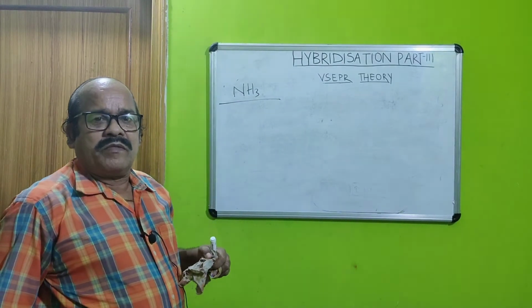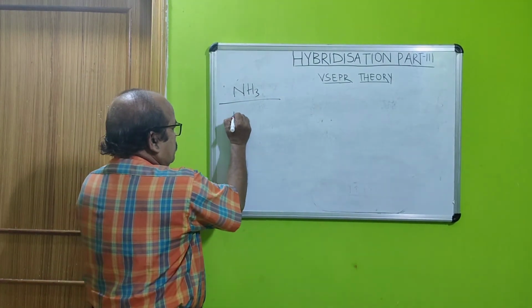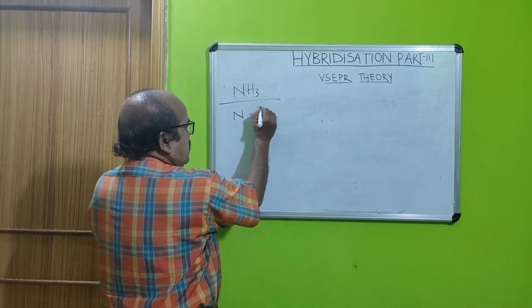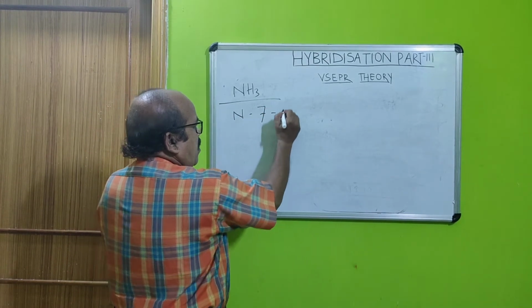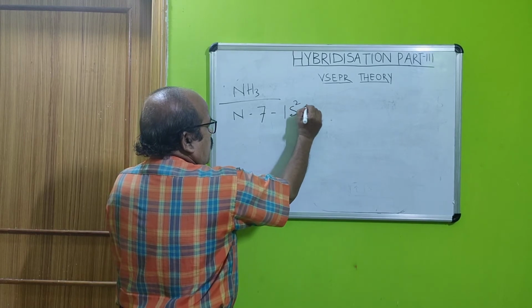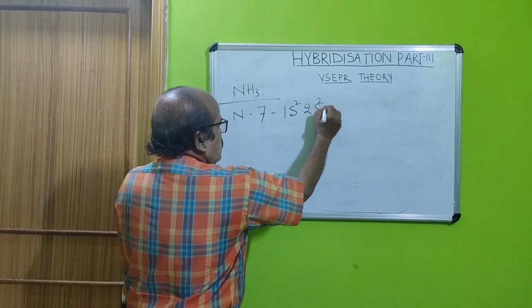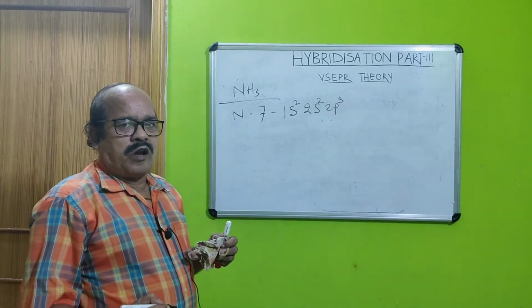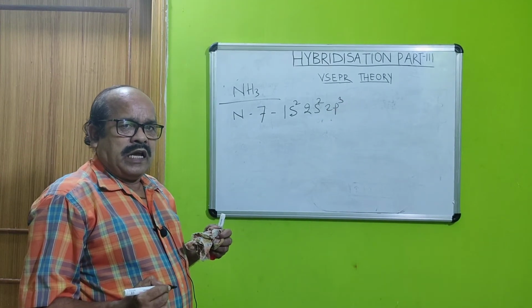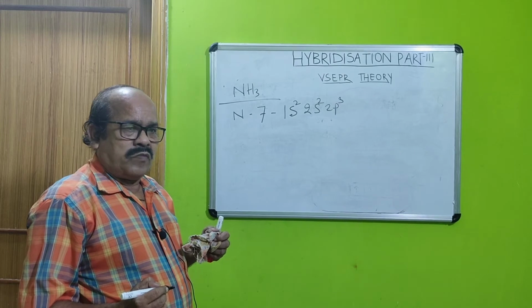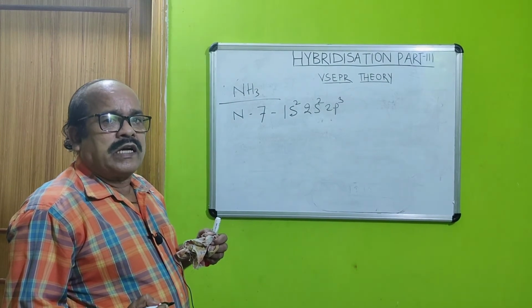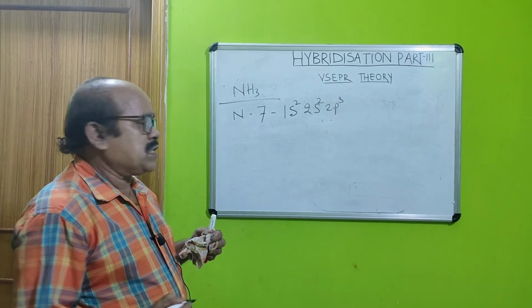Here the central atom is nitrogen. Its atomic number is 7. Electronic configuration is 1s2, 2s2, 2p3. Applying Hund's rule for maximum multiplicity in the box-like structure, the electronic configuration both in the ground state and excited state are as follows.